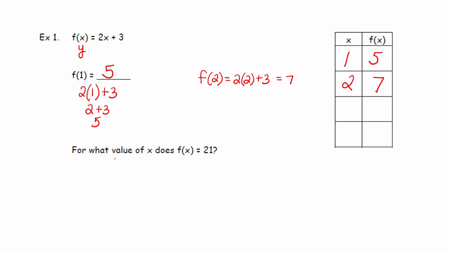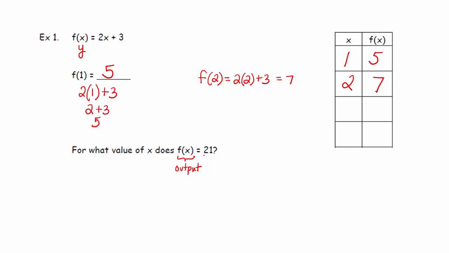Let's move on to another type of example. This time it says, for what value of x does f of x equal 21? So notice there's nothing in the spot where the x is. There's no number there now. So that means we don't know what the input is. But we do know what the output is, right? Isn't f of x the output?